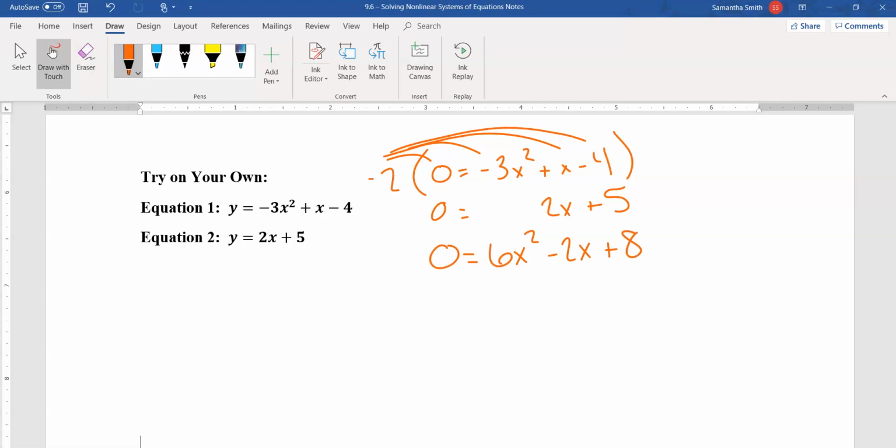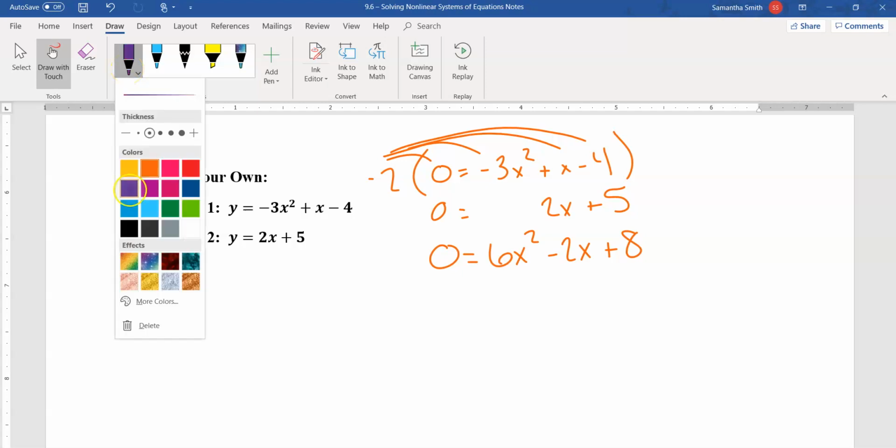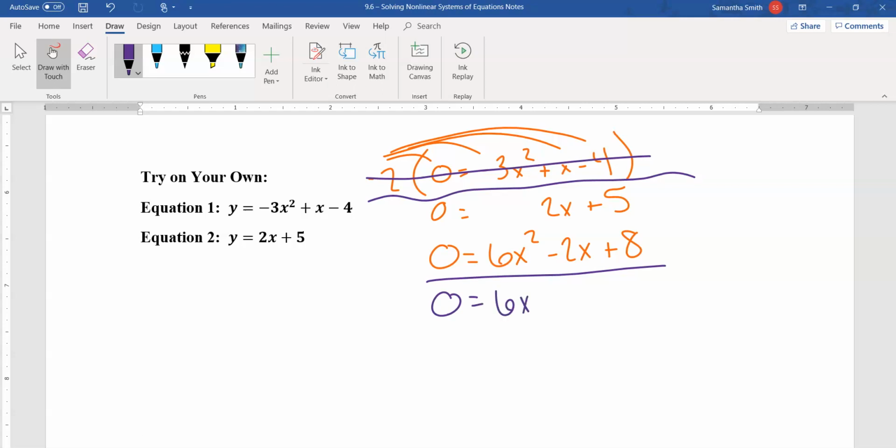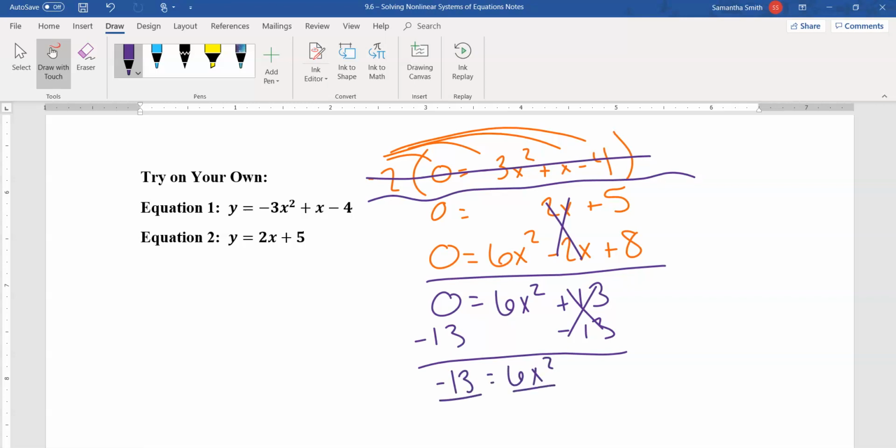So I am now done with this, and I'm specifically looking at this area. Okay, so I just do what it tells me. 0 equals 6x squared. These cross out. 8, 9, 10, 11, 12, 13. Subtract 13 from both sides, because now I'm isolating my variable. And now I need to divide both sides by 6.